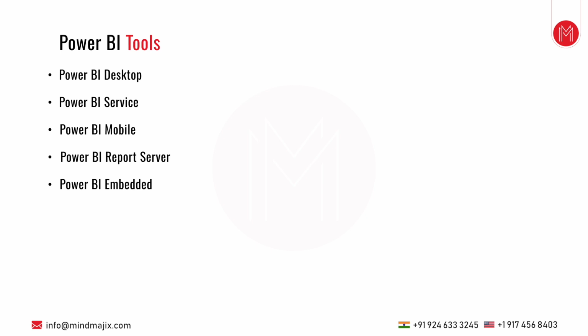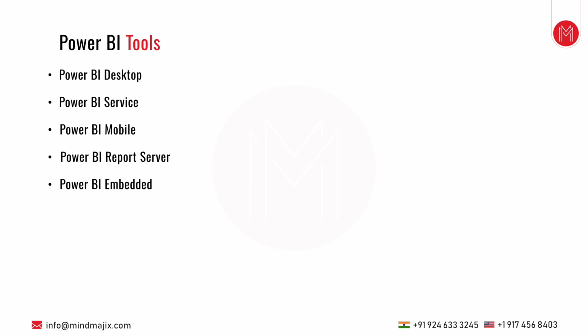So basically, we have 5 tools. In a simple sense, Desktop is to connect to data, do data transformation, and create reports and dashboards. That is the main work of Desktop. Once you create it, you cannot share or edit it, and you cannot collaborate using Desktop. So you will use Power BI Service. Power BI Mobile is to access it on mobile, and Power BI Report Server is to do it in a safe manner.